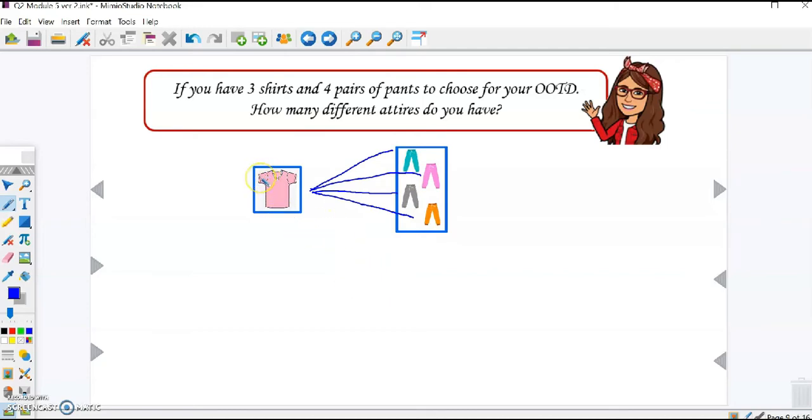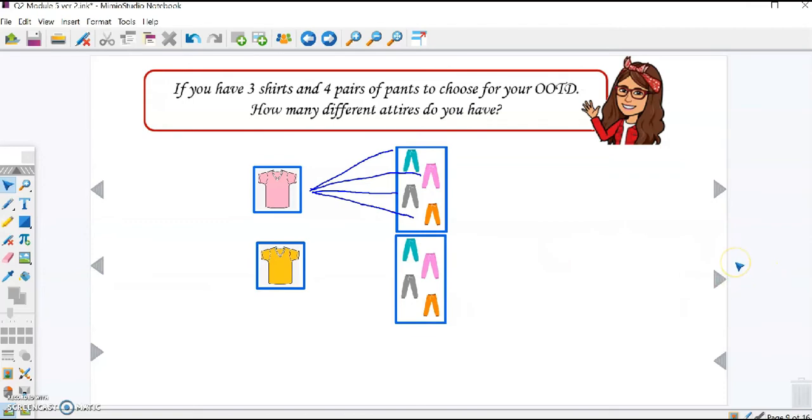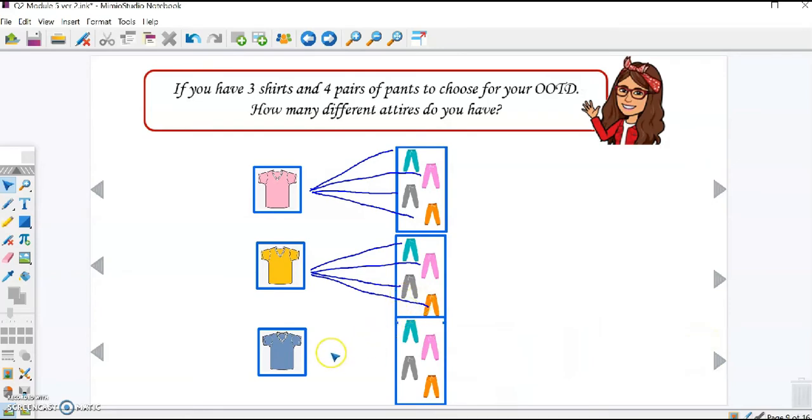That is considering the first shirt only, but I have 3. So the second shirt, I can still pair it up with the 4 pants and have a different attire from the first set of attires I have, because this time I'll be pairing the yellow shirt with the blue pants, with the pink pants, gray, and the yellow. So that's a totally different attire. And of course, if I have the last shirt, which is the blue shirt, I can pair it with the 4 pants as well. So I'm going to have another set of different attires. This time I'm going to have the blue shirt and the blue pants, the blue shirt and the pink pants, the gray pants, blue with the yellow pants.